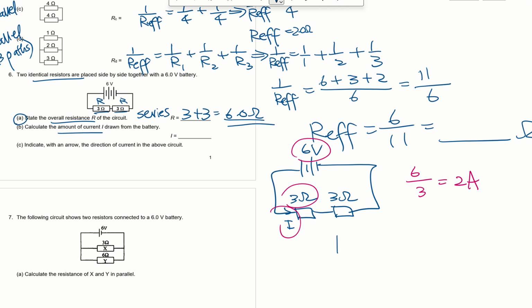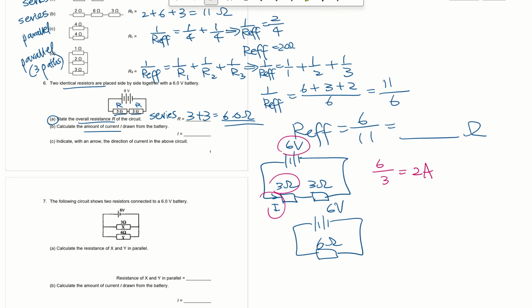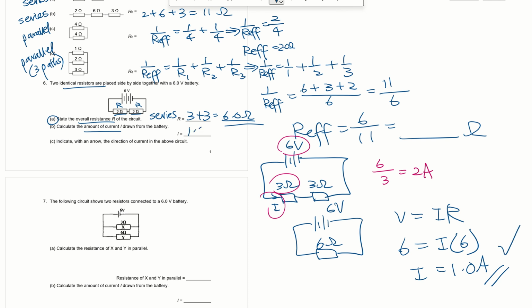So if I were to redraw this circuit, after I have found the effective resistance, I have 6 ohm, I have 6 volts. If you look at this, are these two circuits equivalent? They are. But now if I use V equals IR, I have 6 equals I times 6. So my I is actually 1 ampere. And that is the correct answer. Okay? So I hope you understand this. Don't just take it at face value. You need to find the effective resistance.